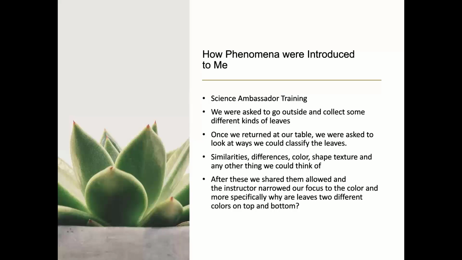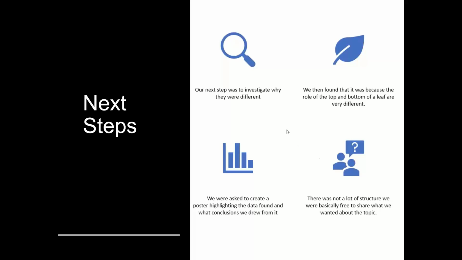And then we had some discussion about the different ways we classified our leaves at our different tables. And then eventually the instructors narrowed the focus to color, and more specifically, why leaves are two different colors on the top and bottom in most cases. The ones that have a top and bottom, something like a needle might be a little different, but it still has the same general functions. So from that, our next steps were to investigate why they were different.